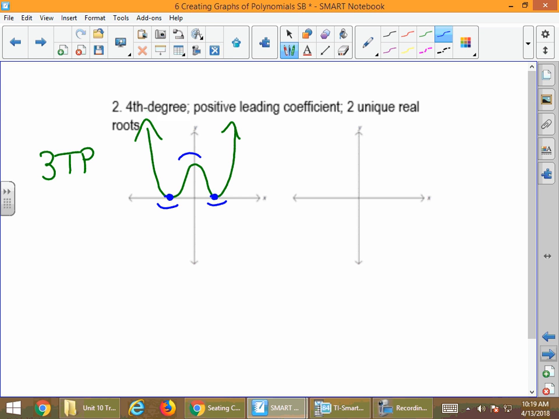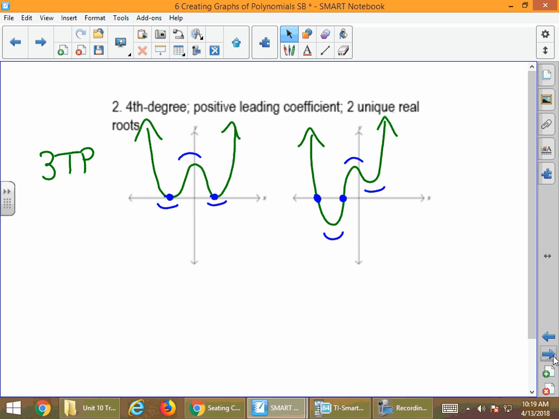Not the only way to draw it. We could vary that just a little bit and it looks something like this. Still has 1, 2, 3 turning points. We have positive leading coefficient because as we look to the right on the graph, we're going upward towards positive infinity. And we have a unique root here and a unique root there. Nice thing is, your picture can be a little bit different from mine, and it still can be correct.